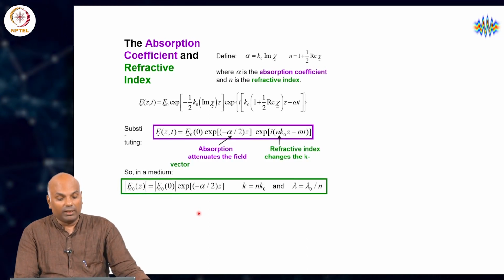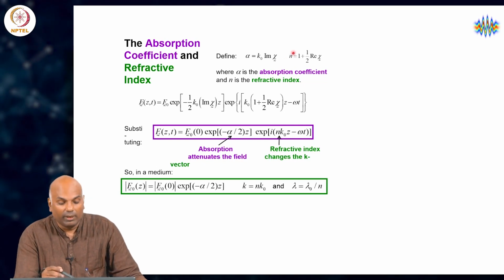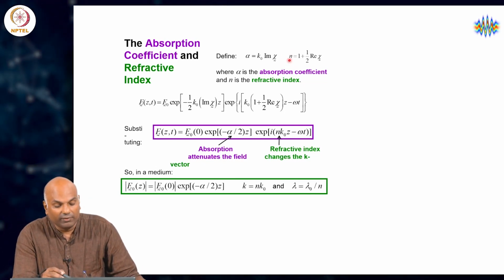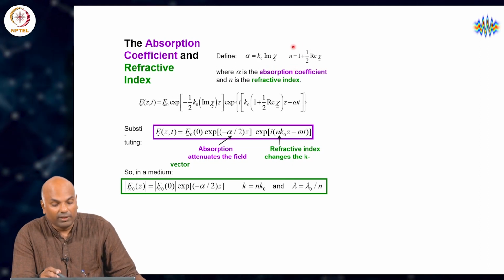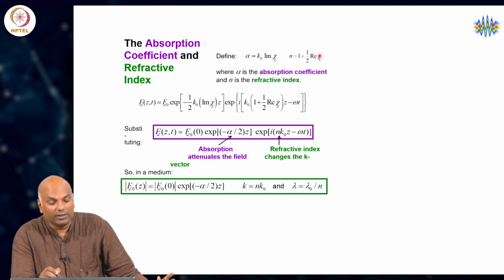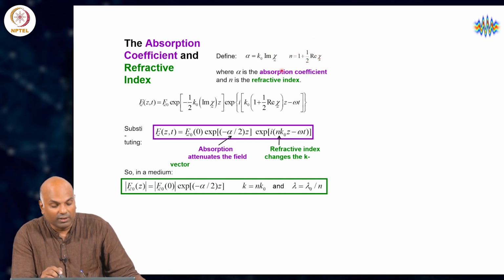Okay. So, we then realize that we can capture absorptive and refractive phenomena by considering a refractive index as a complex factor, where the real part is the refractive index as we know it, whereas the imaginary part of this complex factor is the absorption coefficient.